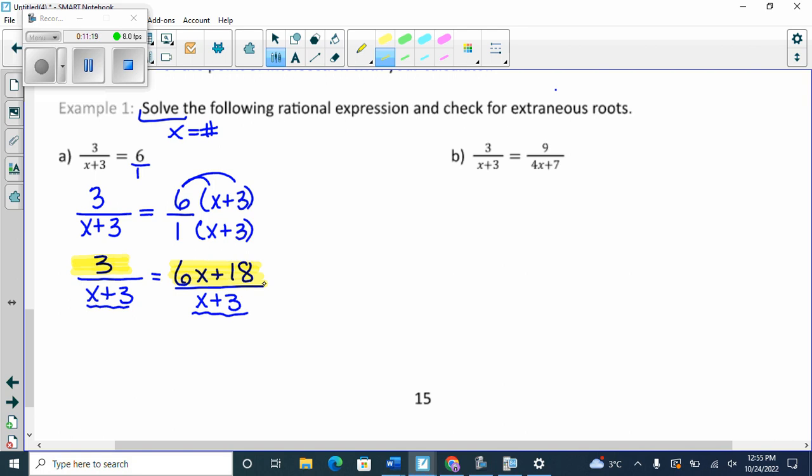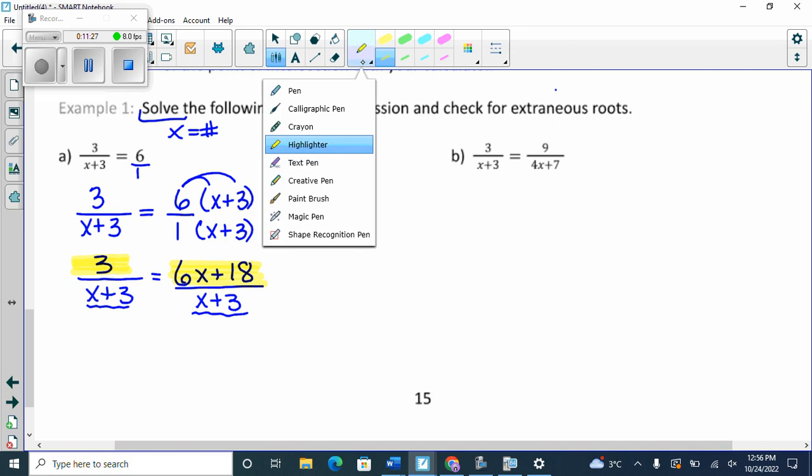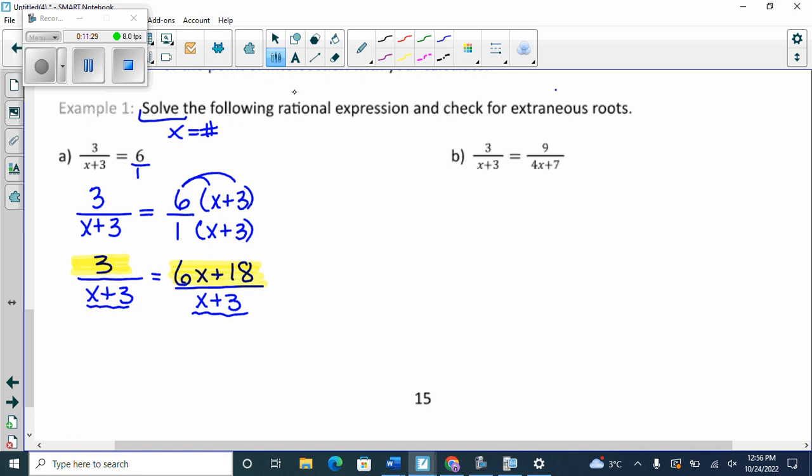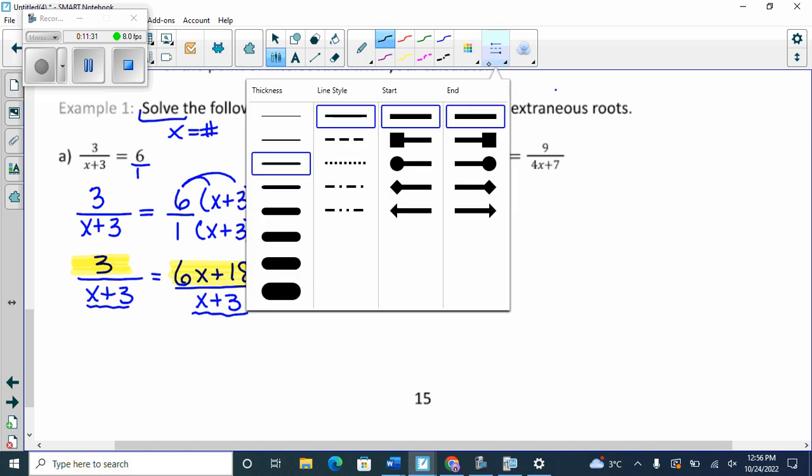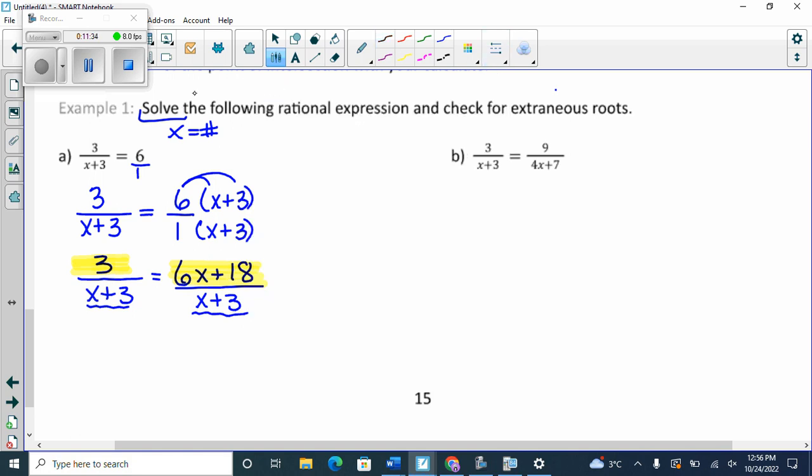So if the bottom's equal, then the top's equal. So once I have my bottoms equal, I can just set my tops equal to each other and solve. So the hardest part is done. But before I go and do that, what should I do? Because my denominators are going to go away. Say, yeah, NPVs. So my NPVs are going to be x can't equal -3. And the reason why I have NPVs is if my solution is my NPV, it's extraneous.